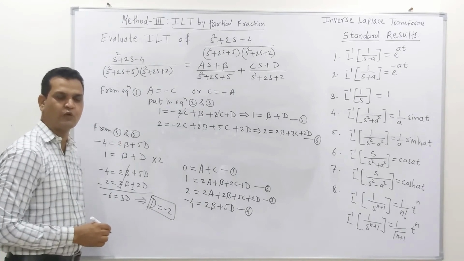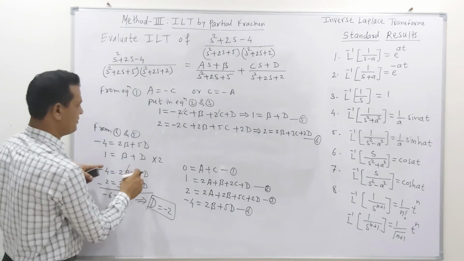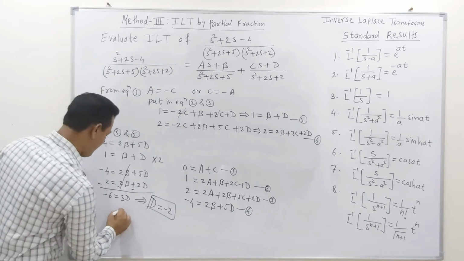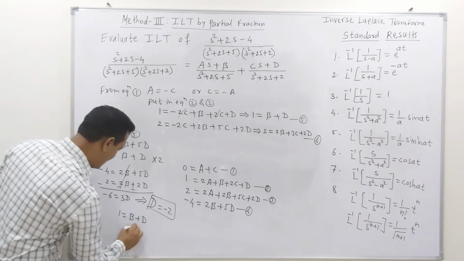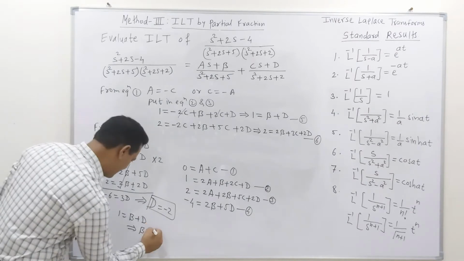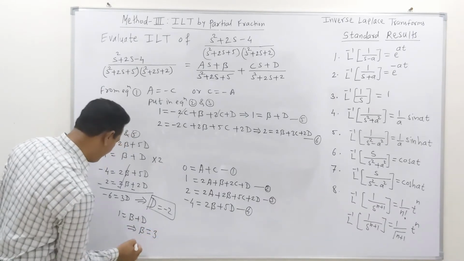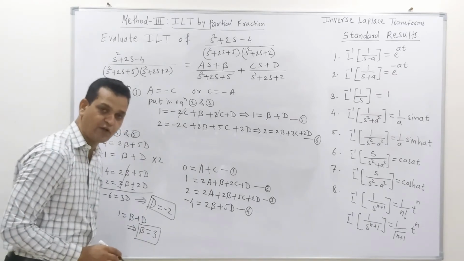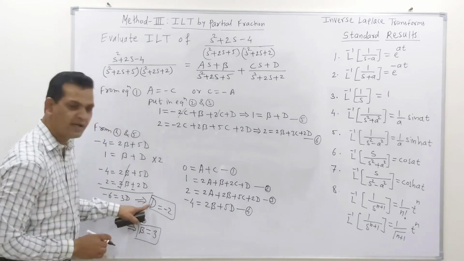So we get the value of d is equal to minus 2. Now put d is equal to minus 2 in any one of these equations, either this equation or this equation. So we get 1 is equal to b plus d. So we directly get the value of b: b is equal to 1 plus 2, that means the value of b is 3. So this is the way we get the value of the second constant, b is equal to 3. Now we have the values of b and d.